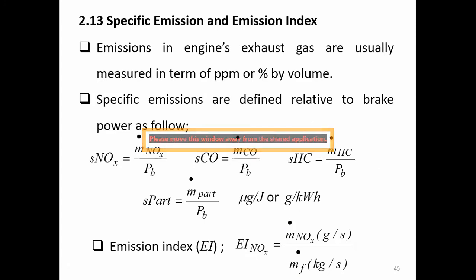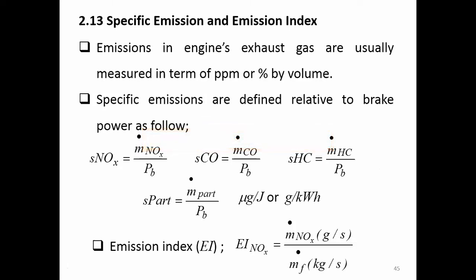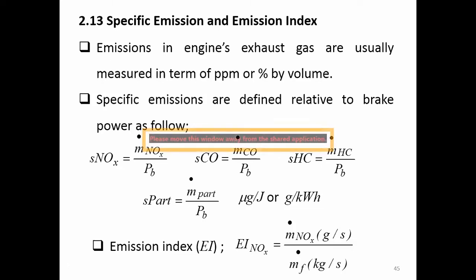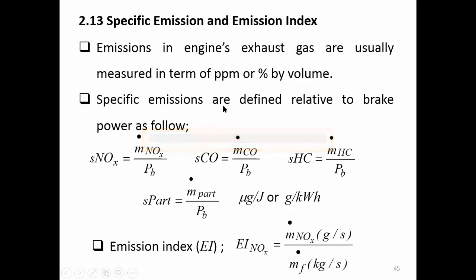The next one is the specific emission and the emission index. Because we are concerned about the emissions, we have to compare the emission from this engine to another engine, and we use this parameter to do the comparisons. The emissions in the engine exhaust gas are usually measured in terms of ppm or percent by volume. ppm, parts per million, or the percentage by volume. The specific emission can be defined relative to the brake power as follows.